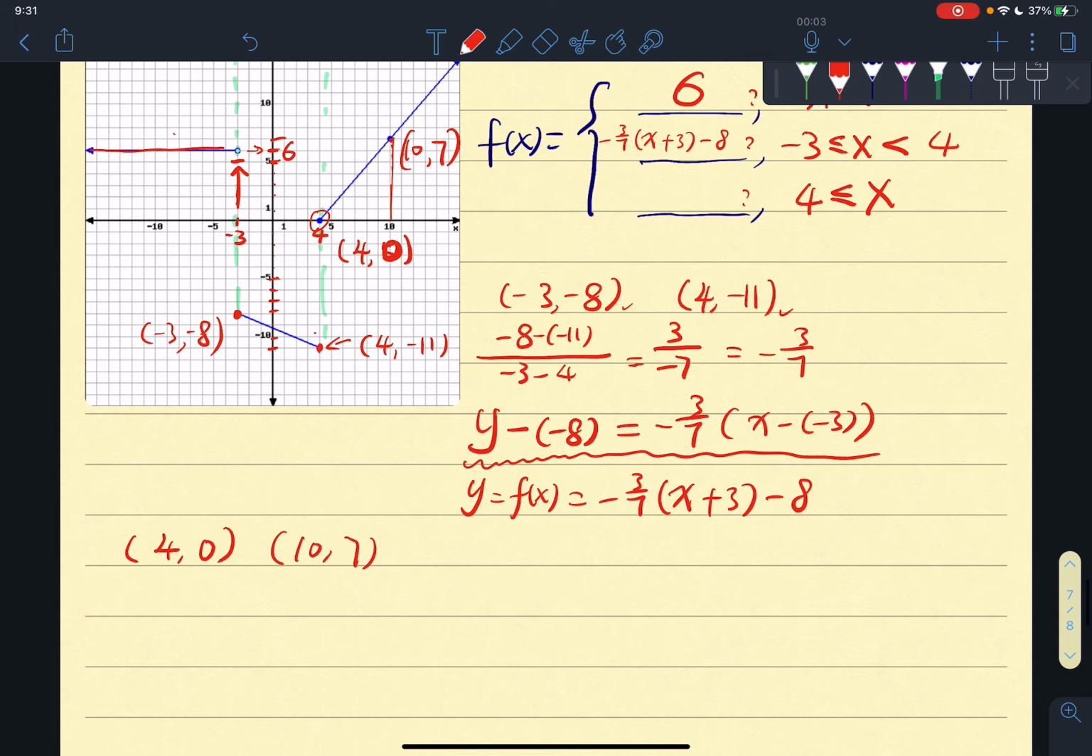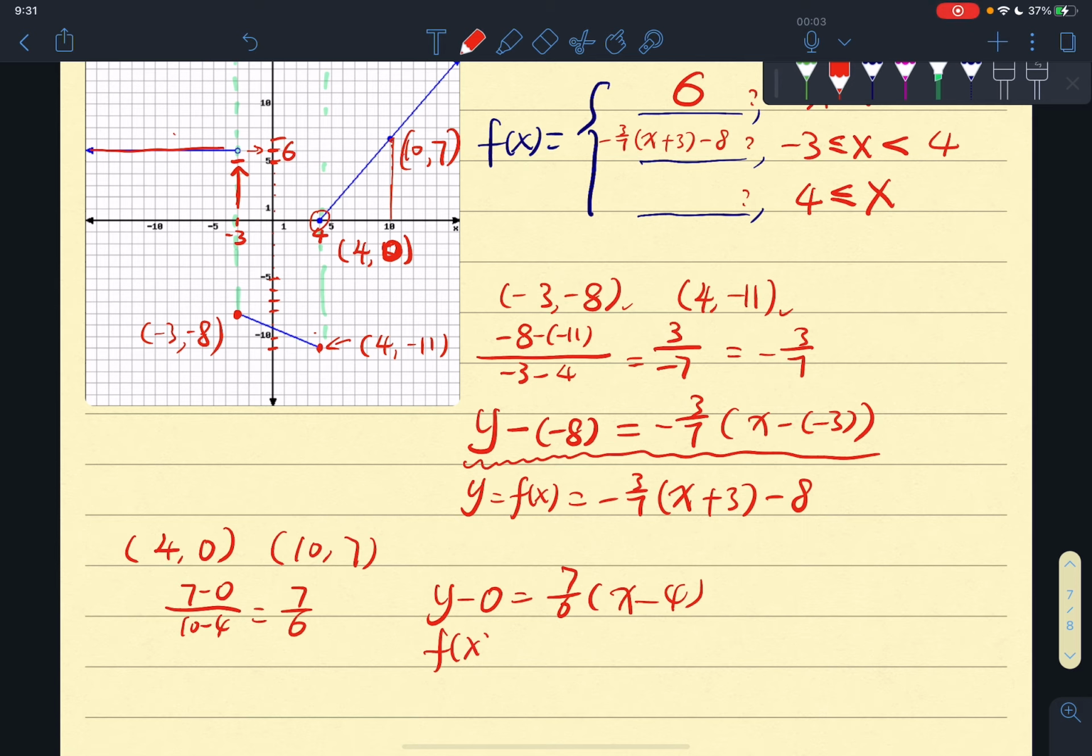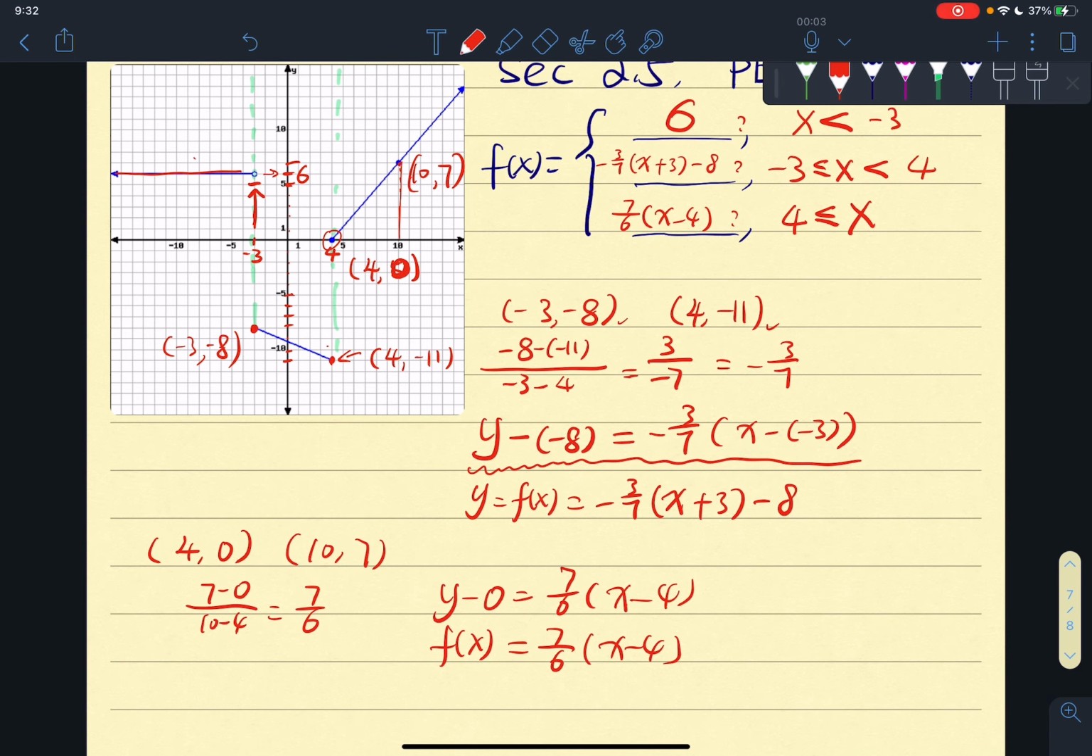Along the same line of thinking, you find the slope first, which is 7 over 6, and then you put things together. y minus 0 is 7 over 6, times x minus 4. In other words, f of x is 7 over 6, times x minus 4, which is your final answer. I know it doesn't look really pretty, but that's basically how we find it.